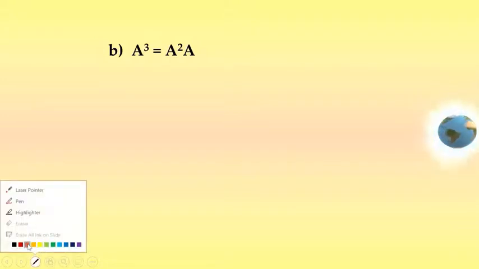Okay, question B. We have to show A cubed equals 9A minus 7I. So A cubed is equal to A squared times A. From the statement that we have before this, here we have the statement A squared minus 7A plus 10I equals 0. So from this we can get A squared equals 7A minus 10I.